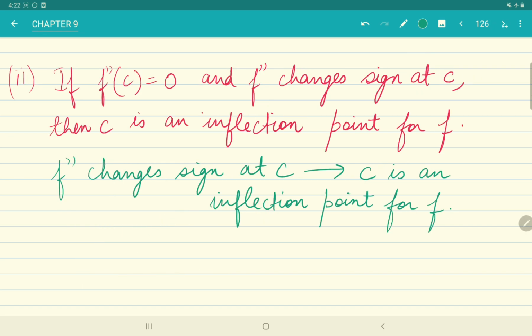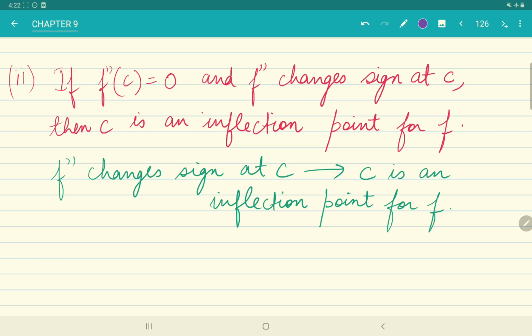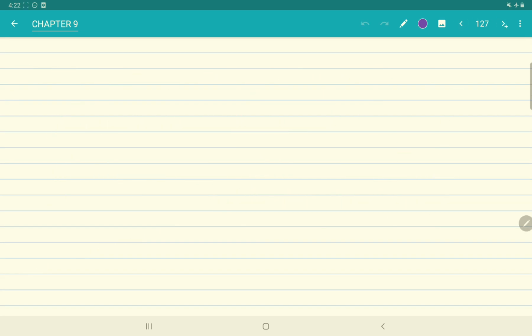So given all this, let's take up a question, and in fact that will help us clear this point, that f double prime C is equal to 0 is a necessary but not a sufficient condition for C to be an inflection point for f. So we take up this question.